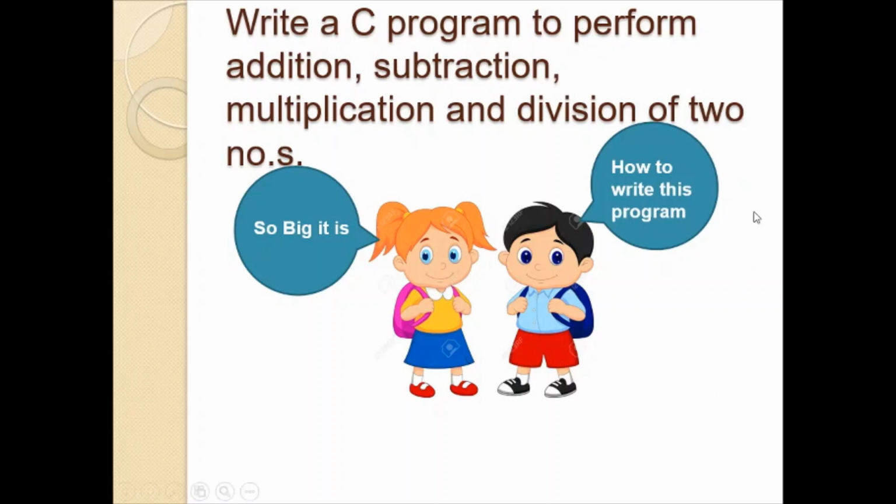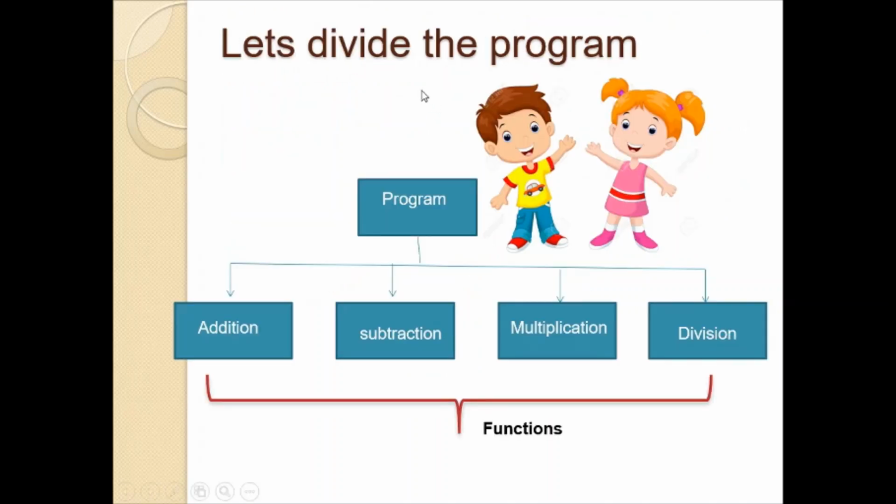Write a C program to perform addition, subtraction, multiplication, and division of two numbers. Here we are given one program to write, which has some operations to be performed. What are those operations? Addition, subtraction, multiplication, and division. As we look into this program, it looks so big, consisting of many options. So how to write this program? There is one solution. What is that solution?